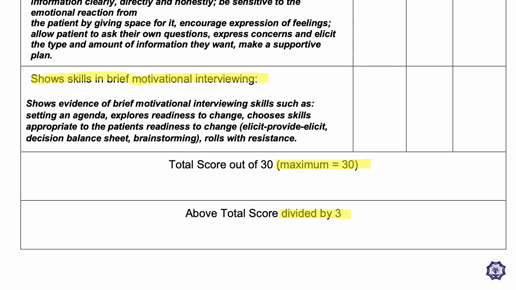So there is a total score of 30. Remember, there were 15 sections. And once you have that score over 30, then you divide it by 3 to convert it to a score of over 10.